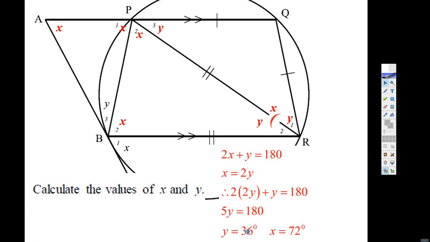y is 36 degrees. But you're not quite finished because they wanted to figure out what x is. Well, if y is 36, x is 2 times 36. It's 72 degrees. Well, that was a little bit tricky, and it might take you a little while looking at these relationships. You've got to build an equation, but that's how the whole question works.